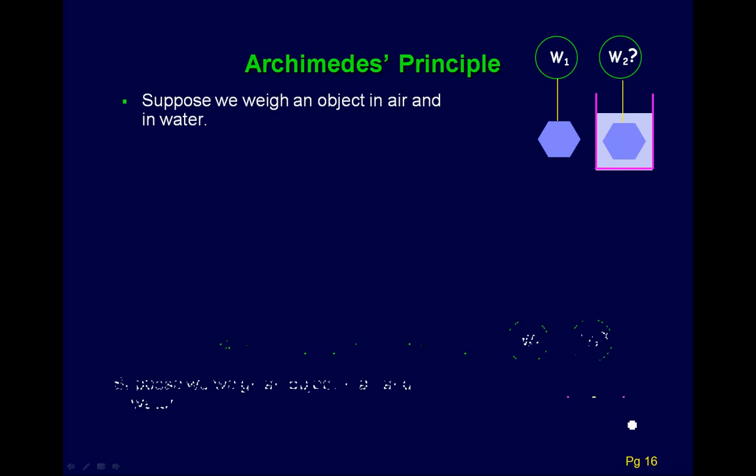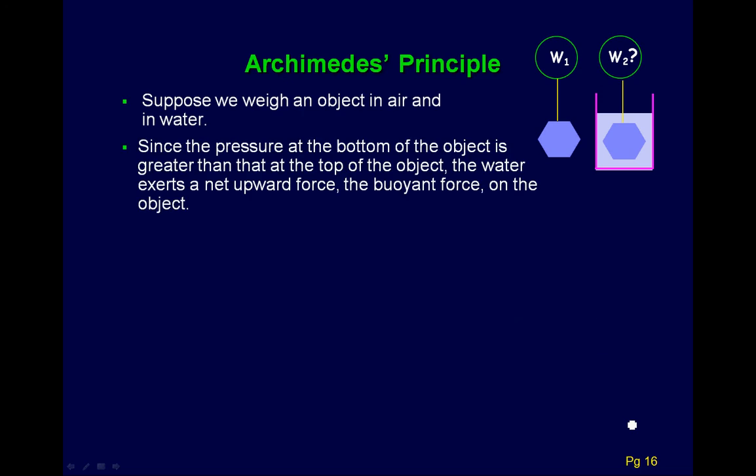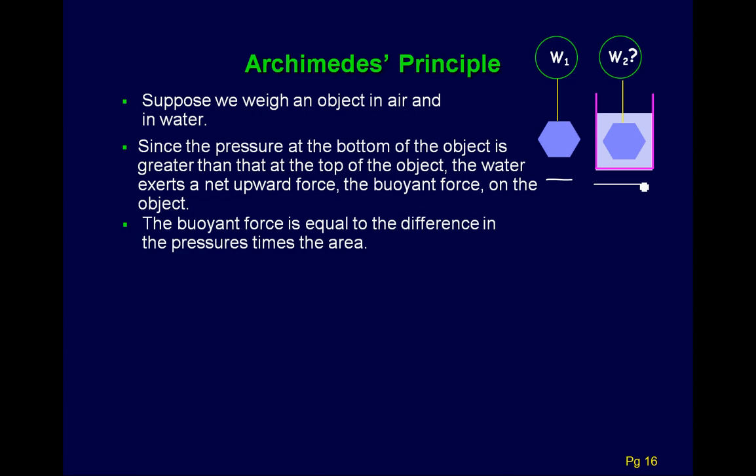All right, and this leads us to Archimedes' principle. We'll do this in class. We'll do this example where I weigh something in air and then I weigh it in a liquid, and we'll compare how those two weights work. Basically what's happening in the liquid is the liquid will be applying a force which we call the buoyant force, F sub B.